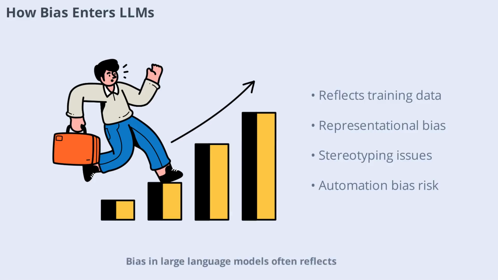Bias in large language models often reflects the inequalities present in their training data. If the dataset overrepresents or mischaracterizes certain groups, the model will learn and reproduce these biases. Types of bias include representational bias, where some groups are over or underrepresented, stereotyping, where traits are unfairly linked to specific demographics, and automation bias, where users trust the model's output as neutral even when it's perpetuating stereotypes.